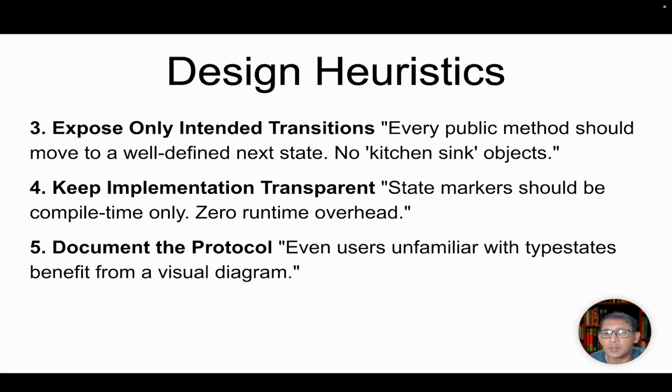The third is to expose only intended transitions. Every public method in your protocol implementation should correspond to a deliberate state transition in your state machine diagrams. Methods that don't change state should be clearly identified as queries rather than commands. Methods that can be called in multiple states should have clear documentation about their behavior in each state.